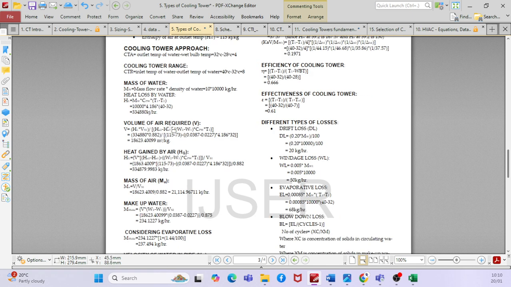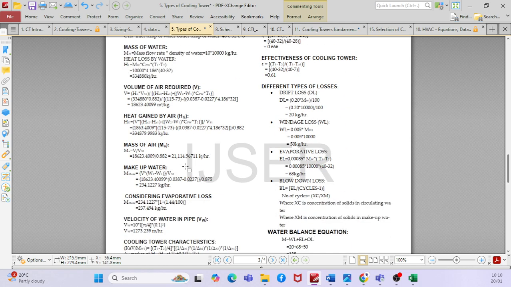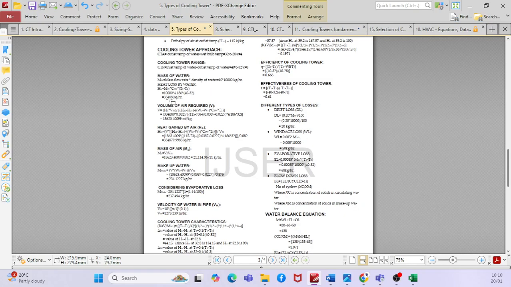Then the volume of air required, there is an equation based on enthalpy and all. You can say the enthalpy of water, specific humidity of water. When you apply here, you will get the value, but we will not go in depth here, because you will not do this when you are a consultant. This information will be available from the manufacturer.